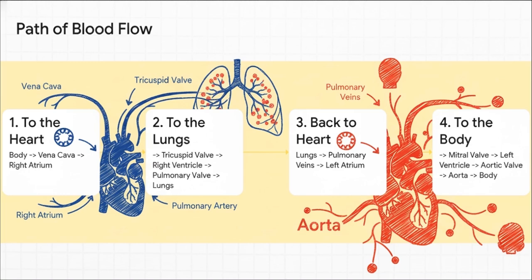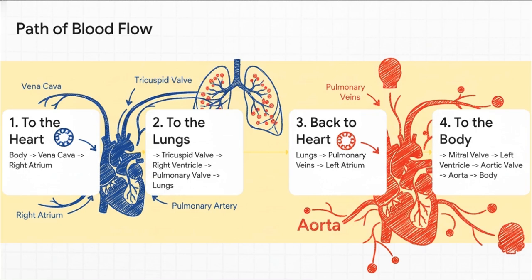So deoxygenated blood comes from the body and enters the right atrium through the vena cava. It then passes through that tricuspid valve into the right ventricle. From there, the right ventricle pumps it through the pulmonary valve into the pulmonary artery, which takes it to the lungs to get oxygen. Now for part two of the journey.